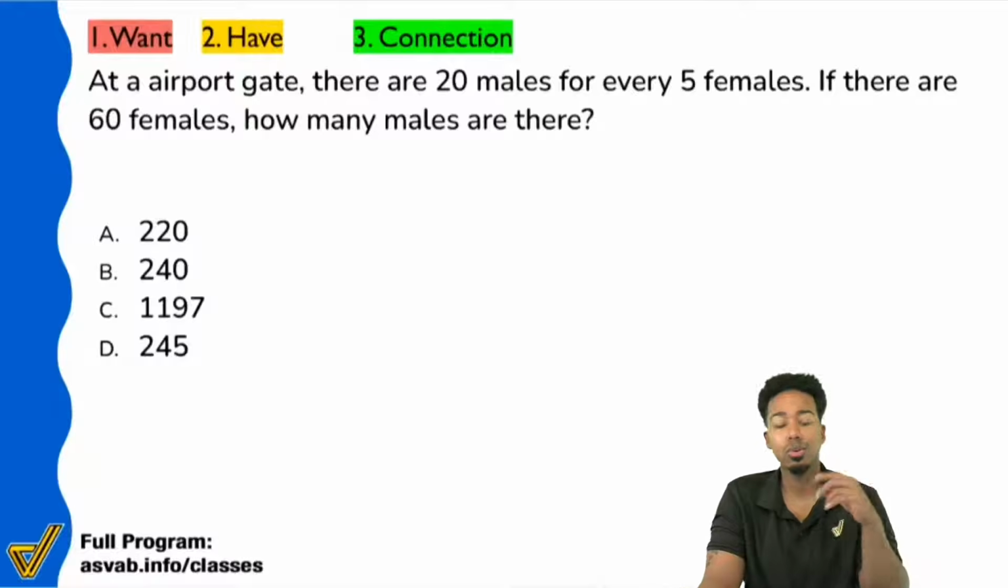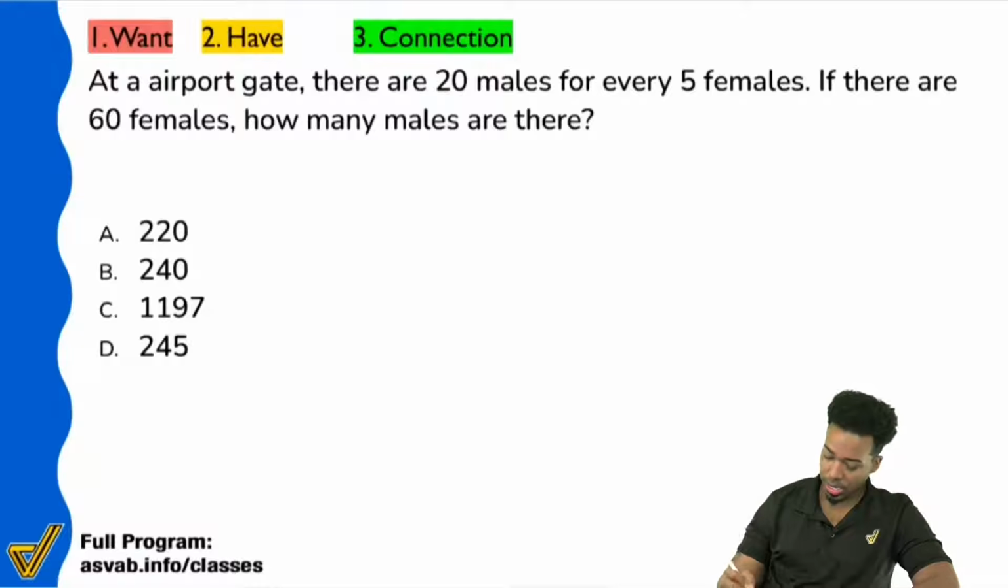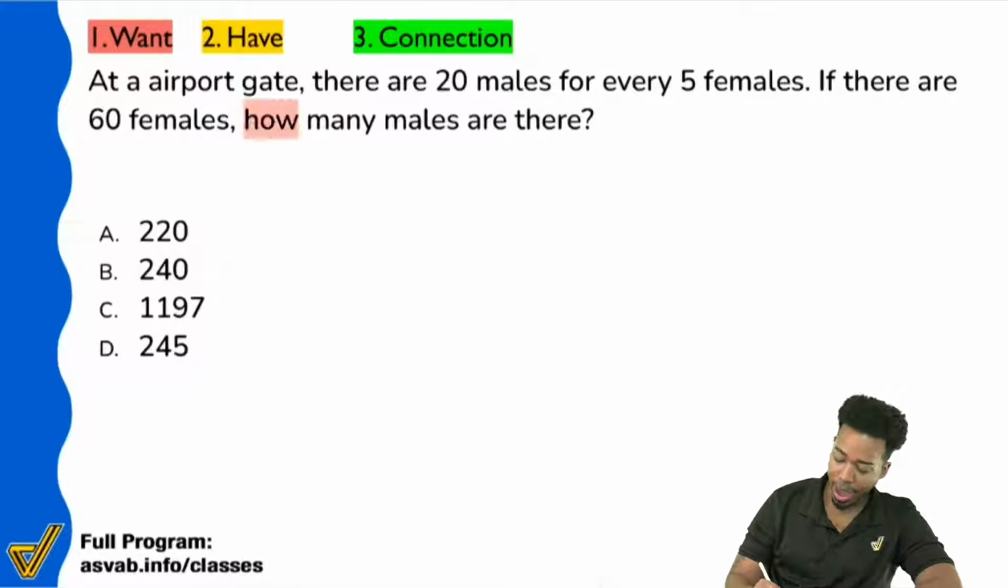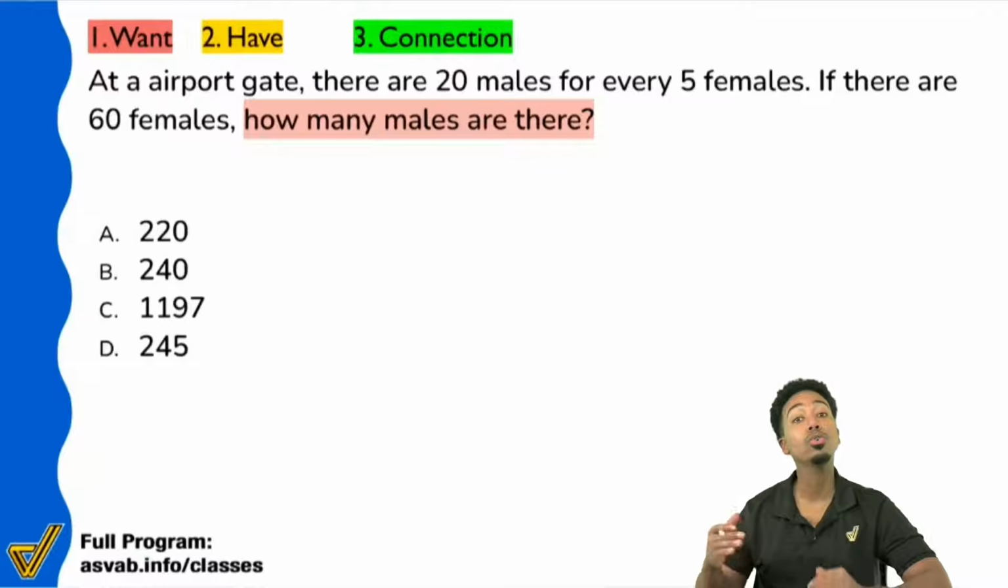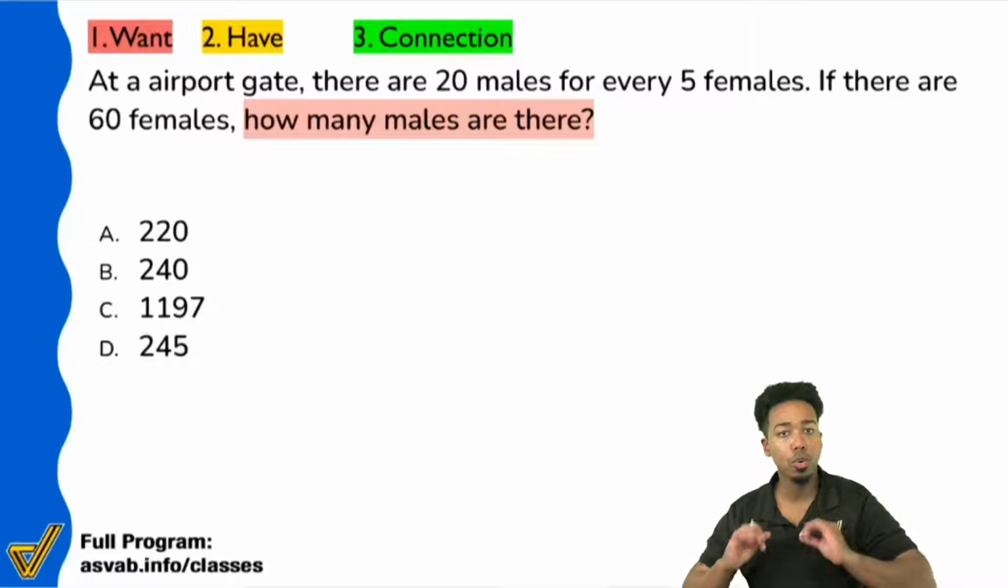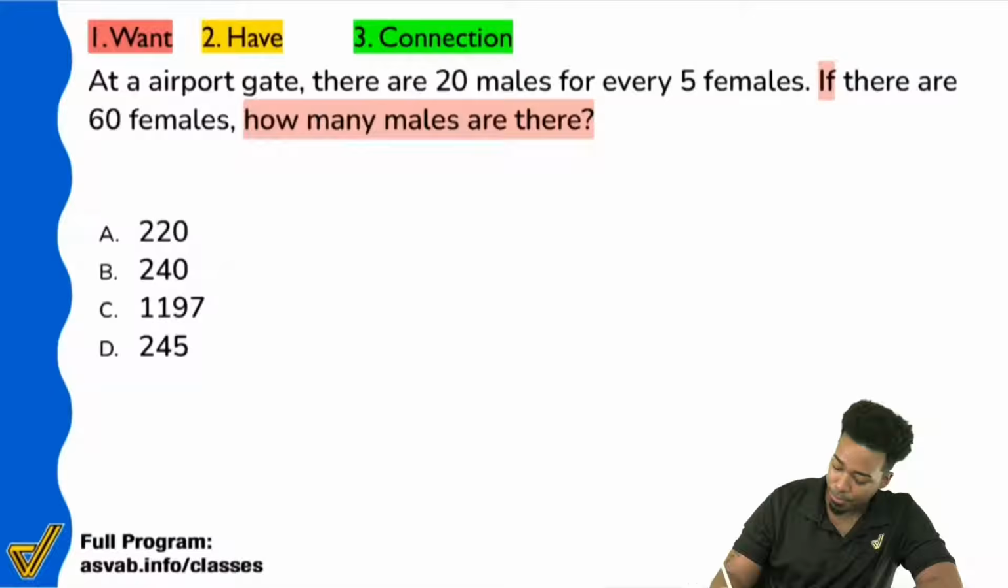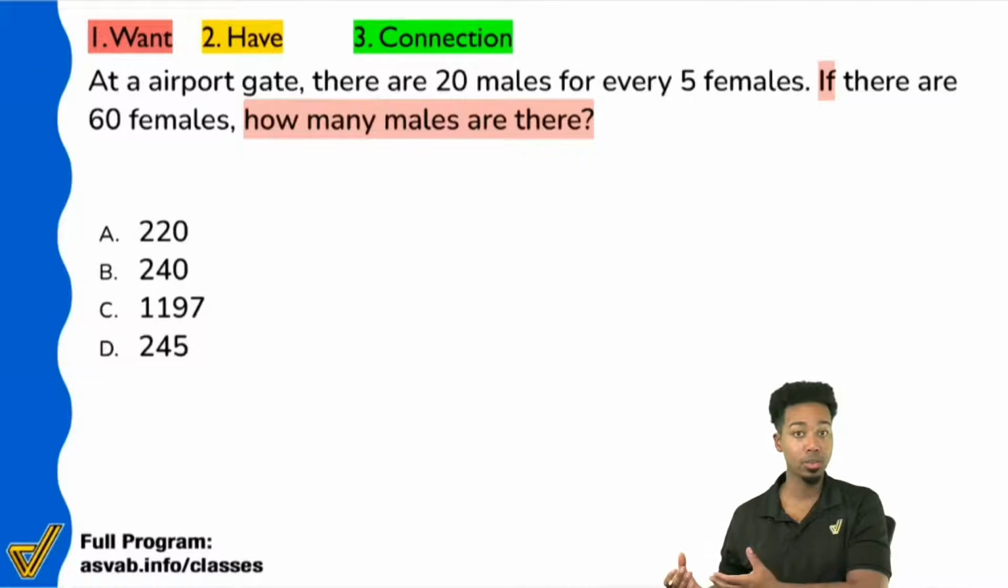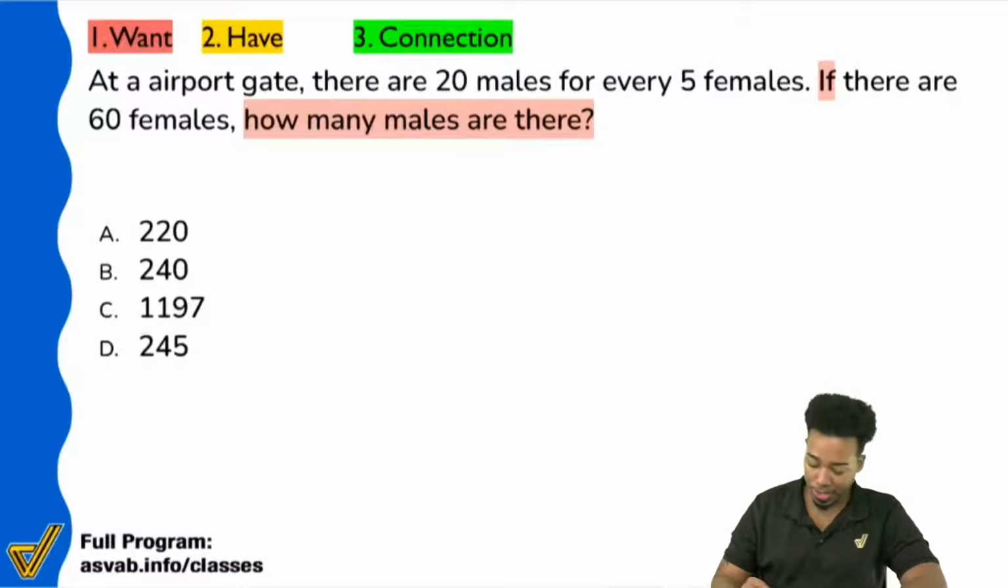So starting off right here, look, it says, hey, if there are 60 females, here's the question: how many males are there? Again, who, what, when, where, why, how many, which of the following, all that. Those are your question action words. This if right over here, that's giving you information that's connected to the question. But overall, this is your question.